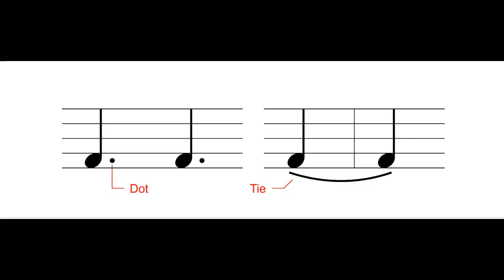Today we are going to talk about dots and ties, also known as augmentation dots and tenuto ties. These are two types of markings used to alter a note's duration. That is just a fancy word for saying that it makes them longer. Let's talk about the dot first.